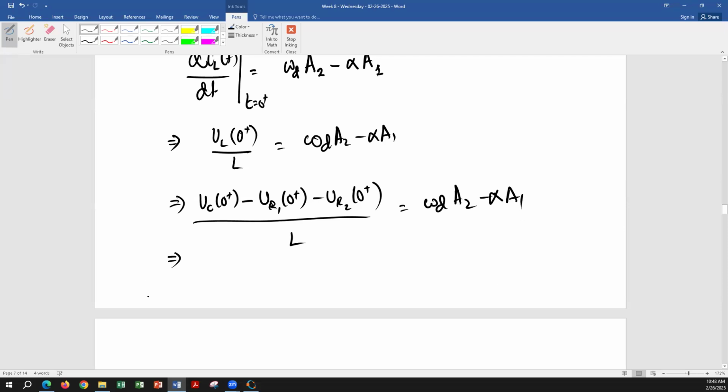All right, VC 0 positive, we already have the value. We calculated VC 0 negative, so that value is the same as VC 0 positive. How are we going to calculate VR1 0 positive and VR2 0 positive? Who's going to tell me that?